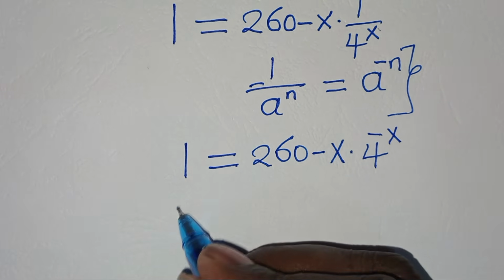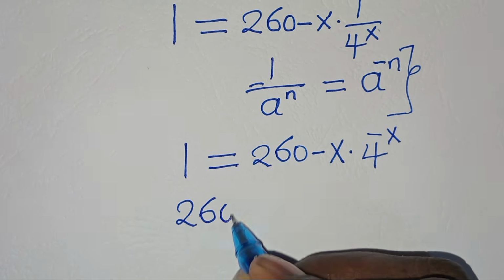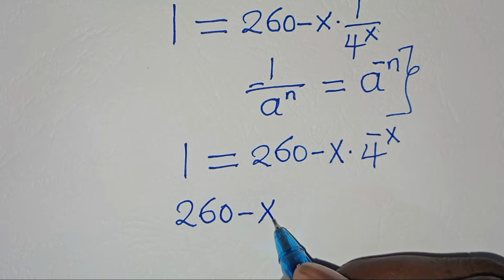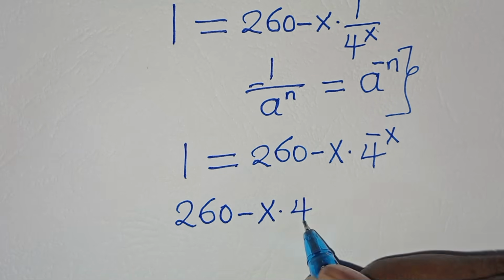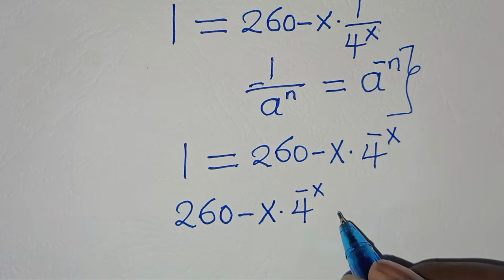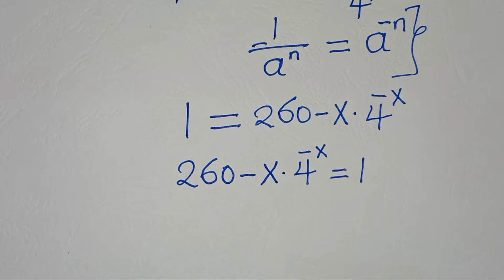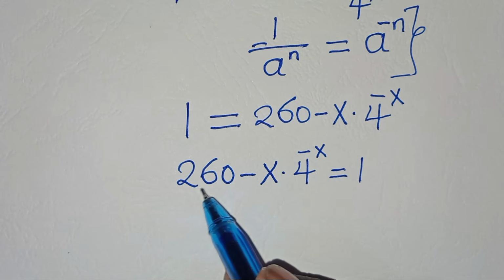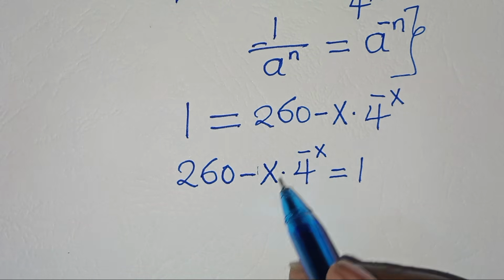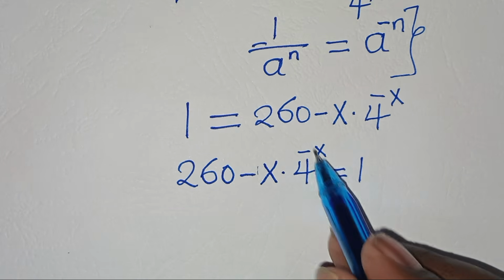So this is the same thing as 260 minus x multiplied by 4 raised to the power of minus x. This is equal to 1. Now, we have the coefficient here, which is 260 minus x, and we have the exponent is minus x.